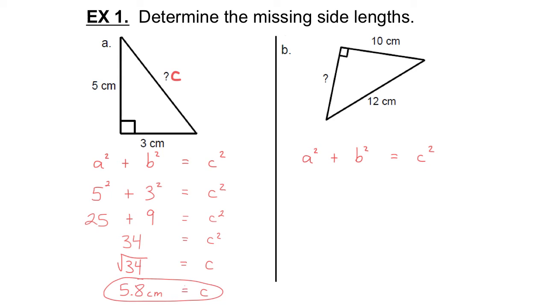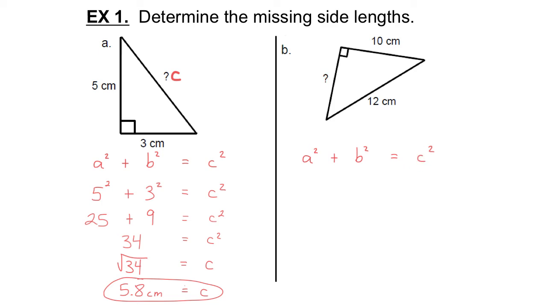Now in our second example, yes, we're still using the Pythagorean theorem because we have a right triangle, but notice this, our unknown side is not the hypotenuse. A lot of people are going to write 10 squared plus 12 squared equals c squared, and they're going to be wrong because this is not the hypotenuse. So this missing side does not go in the C spot.